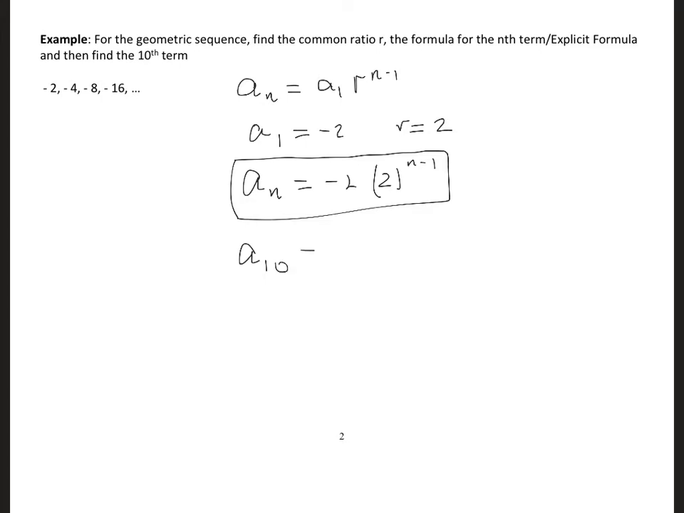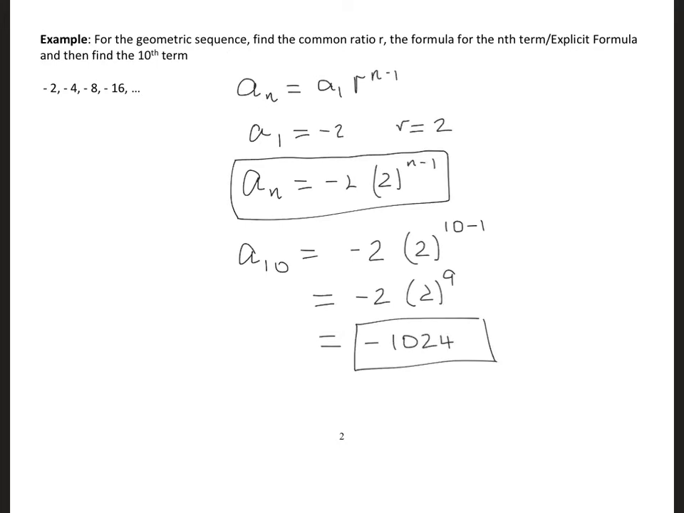To get the 10th term, I know n is 10, so I'm just going to say -2, and then 2, which is the common ratio, raised to n minus 1, so 10 minus 1. So this is going to be -2 times 2 raised to power 9. I just need to put this in the calculator, and when I do that, I'm going to get -1024. So that's the answer. That is the 10th term.